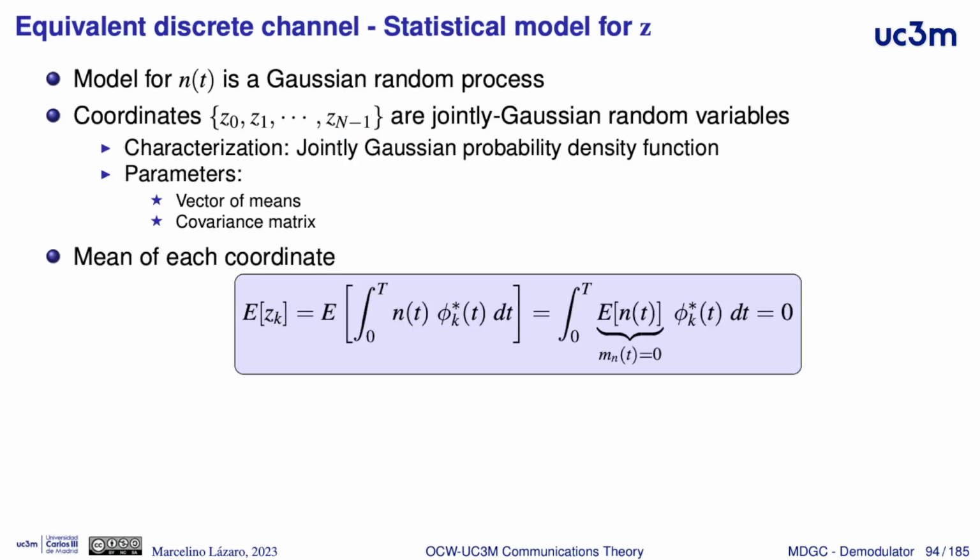If now we compute the mean of every coordinate, the mean of the kth coordinate is the expected value of the inner product between the noise and the kth element of the basis. This is a deterministic function. We can move this out of the expected value, and in the expected value we only have the expected value of the thermal noise, and thermal noise has 0 mean. Therefore, all these coordinates have 0 mean.